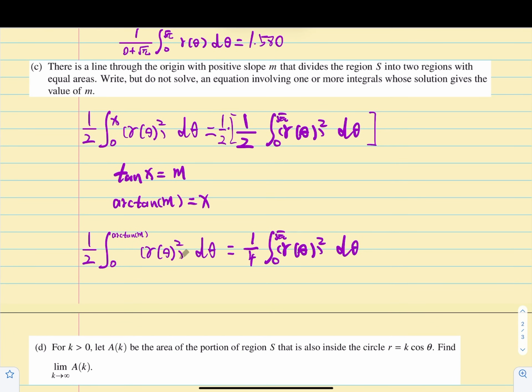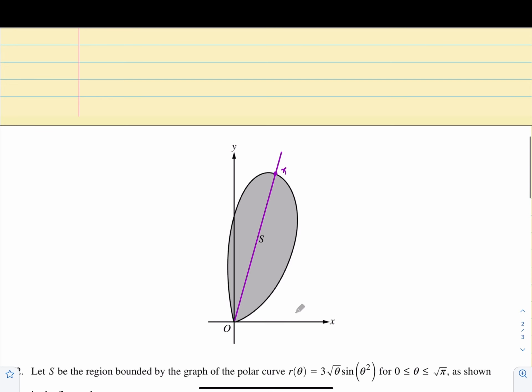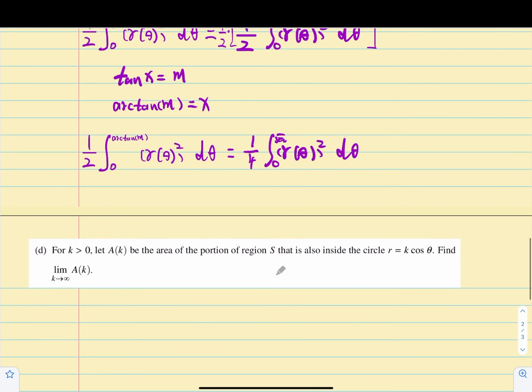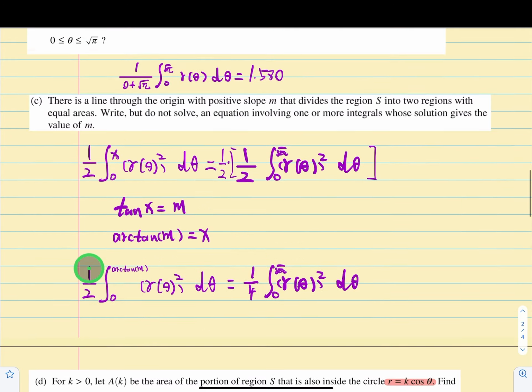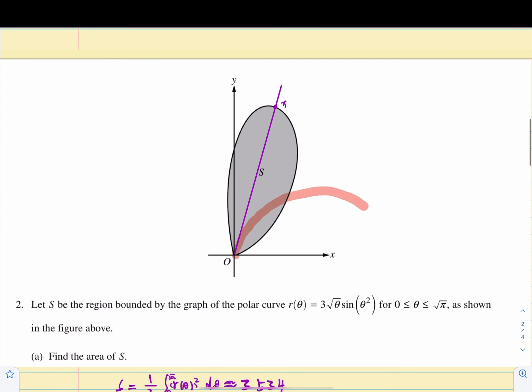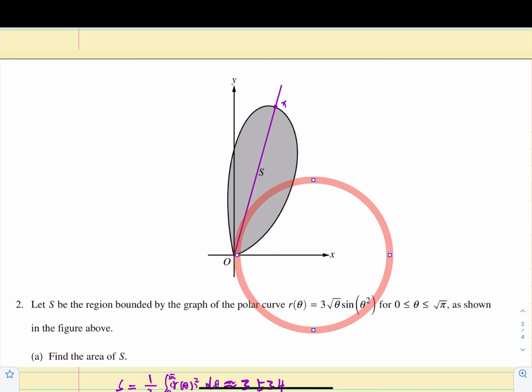The final question said, for k bigger than 0, let AK be the area of the portion of the region S that is also inside the circle r equals k cosine of theta. So let's see, r equals k cosine of theta, and find the limit as k approaches infinity of AK. If we draw a circle of r equals k cosine of theta, it will just look like this one, and put it here.